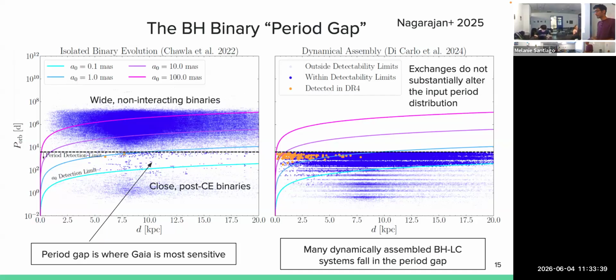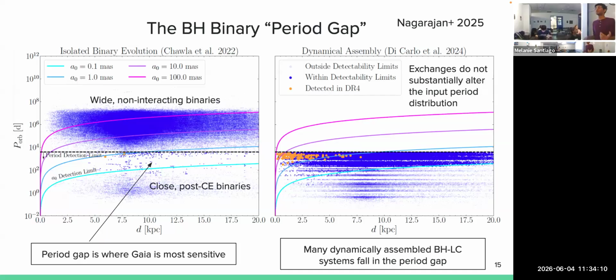When we actually apply the selection effects, all the orange points are the ones that I predict to be detectable in the 4th data release, which is coming this December, actually. And what you can see is that you initially assumed a log uniform period distribution in both cases, effectively speaking. In the dynamical model, you have all these exchanges that happen, but it doesn't materially alter the input period distribution to the point where it stops being roughly log uniform. So you still get that roughly log uniform distribution.